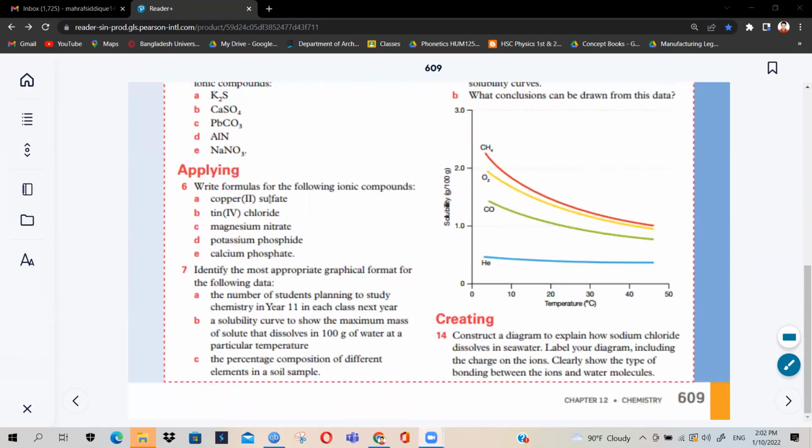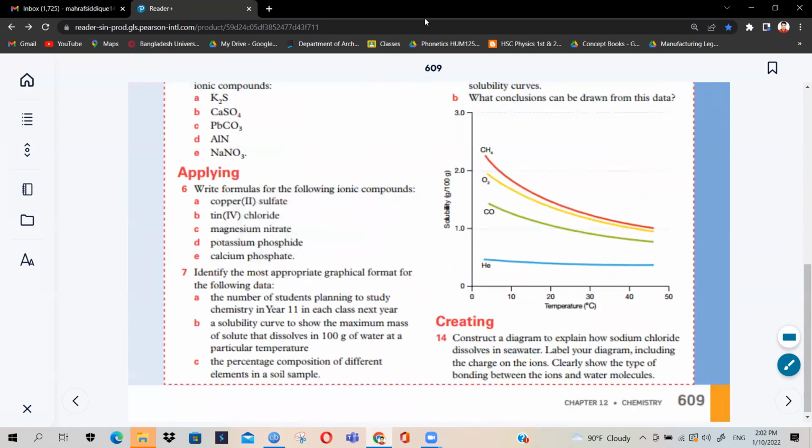Write formulas for the following ionic compounds. Tell me, copper 2 sulfate. What should it look like? That'd be CuSO3. No, it's not sulfide, it's sulfate. Oh, SO4. Okay. Next, tin 4 chloride.